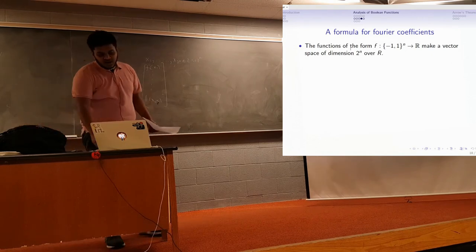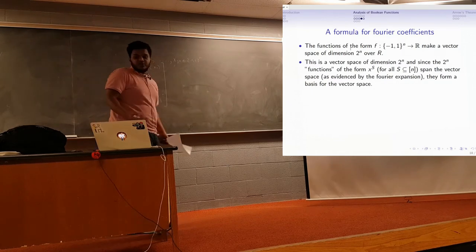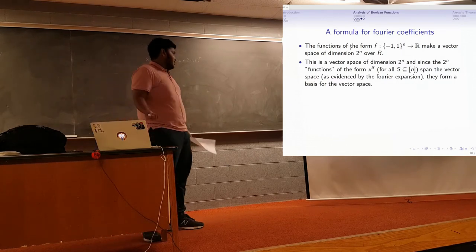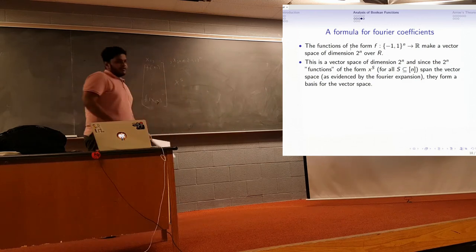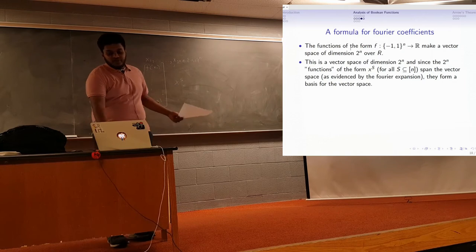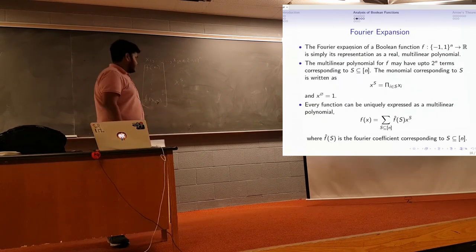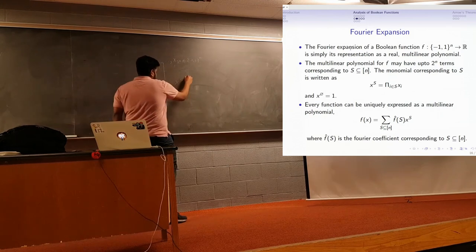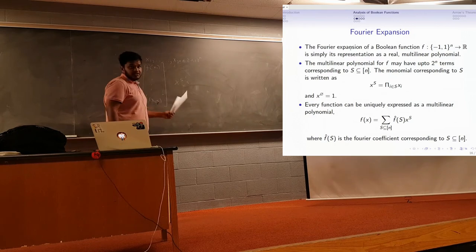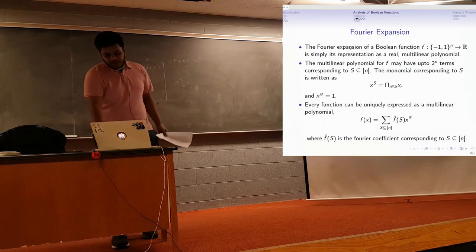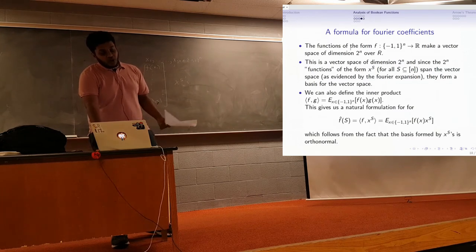Now this vector space is of dimension 2 to the power n, and we have 2 to the power n functions of the form x to the s. And as we saw before from our expansion, they span the space of functions. So they form a basis for this vector space, and in fact it's an orthonormal basis.